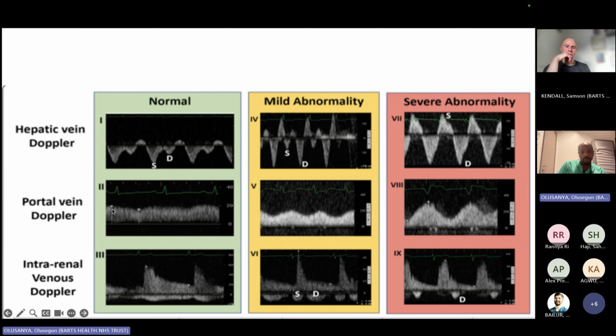Portal venous pulsatility goes from being continuous to being slightly pulsatile to being severely pulsatile. And intrarenal venous Doppler we've already talked about based on the EDA paper. So you have your nice continuous waveform at the bottom, then you get interruptions, so you get the biphasic waveform. Then at severe, you get the monophasic bump, which is just a little bump in diastole.